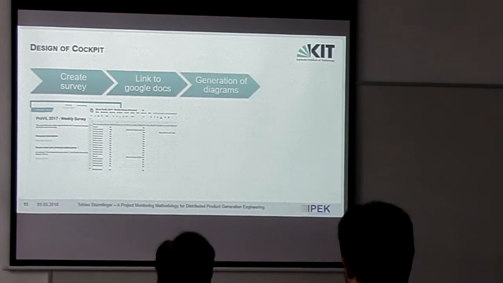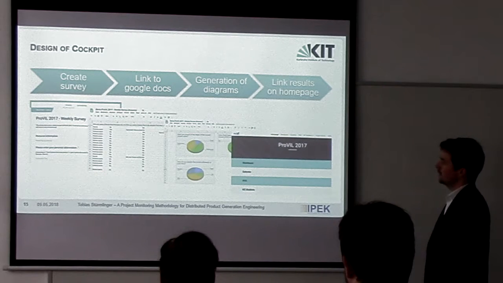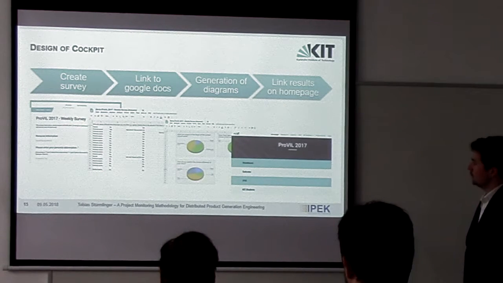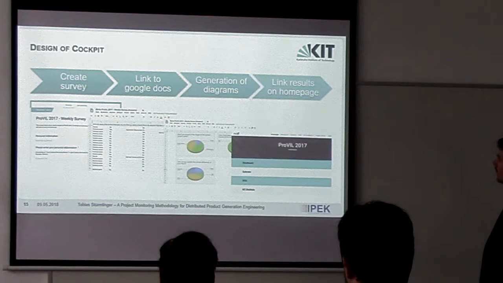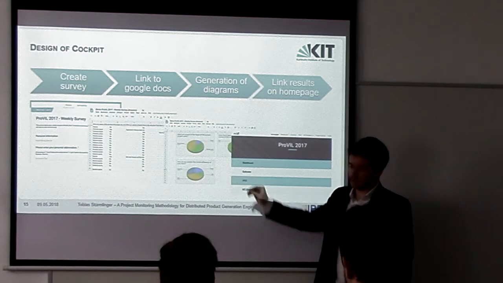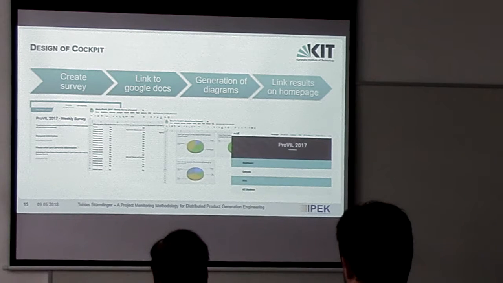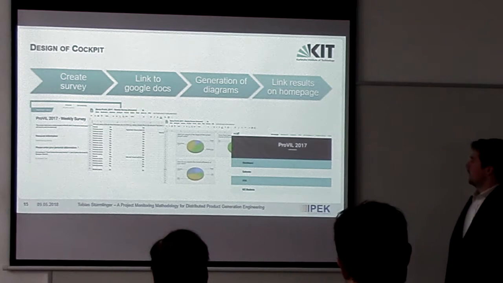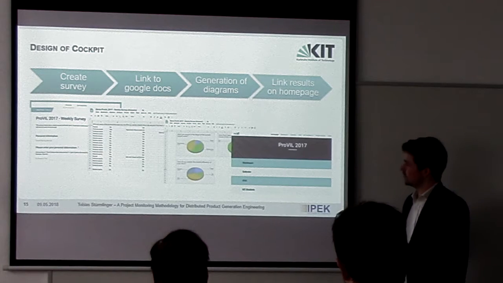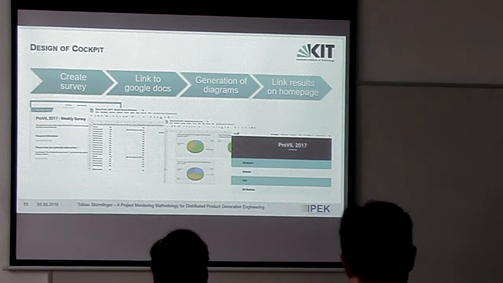So how is the survey designed? The survey is created in Google Docs, and all the answers are linked there. So it's very easy to make diagrams directly online out of the different answers. You only have to set it up once at the first time, and if you get new data, the diagrams will automatically adapt. And finally, we set up a homepage with Google Pages where the different stakeholders can easily access this information from the project surveys.